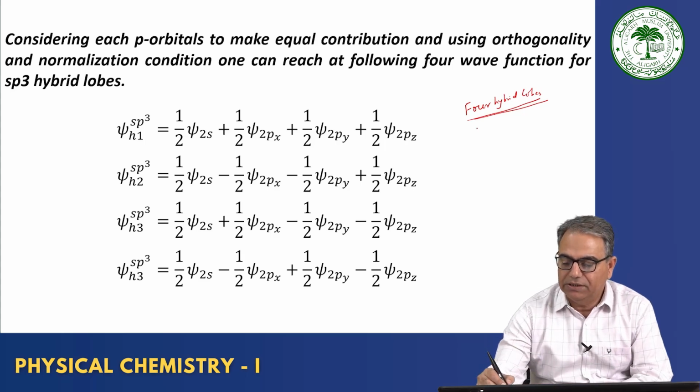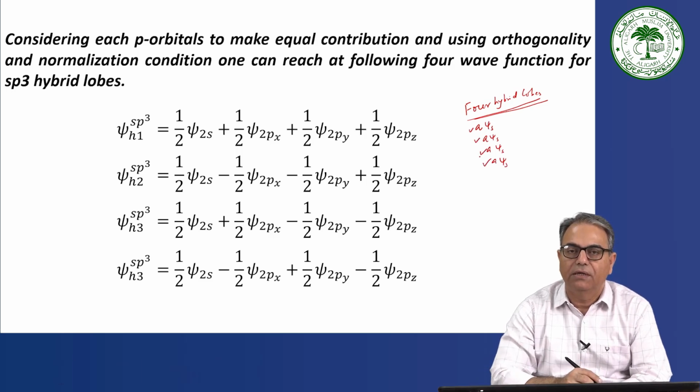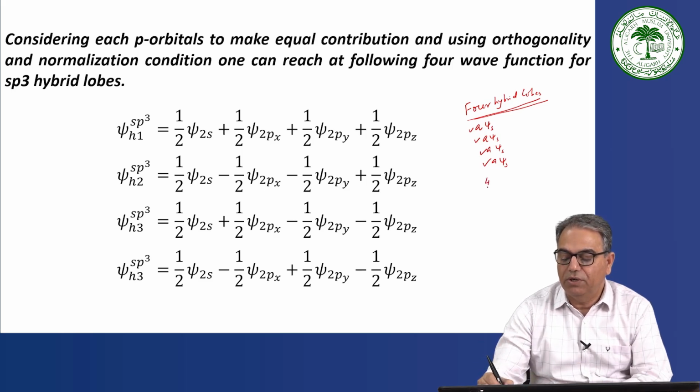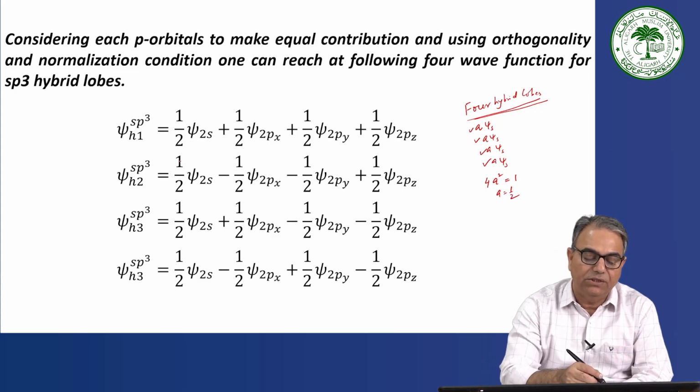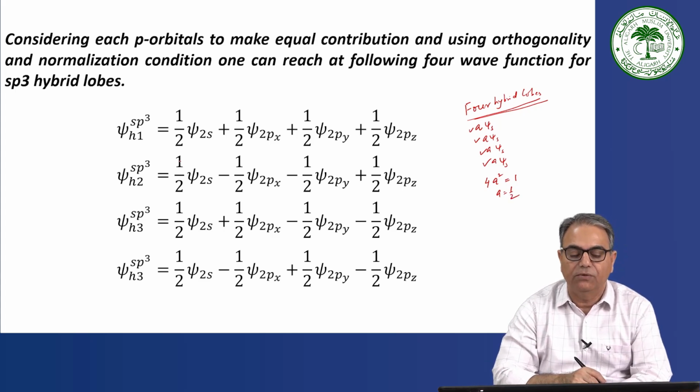So if you say it is a psi s for all these, so a psi s, a psi s, a psi s and a psi s for psi 1, for psi 2, for psi 3 and psi 4. Okay. So what does it mean? If you count the contribution will be 4 a square and this will be equal to 1. Okay. And so a will be equal to 1 by 2. So the first coefficient you can write 1 by 2, 1 by 2, 1 by 2, 1 by 2.